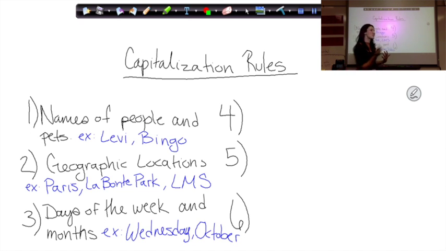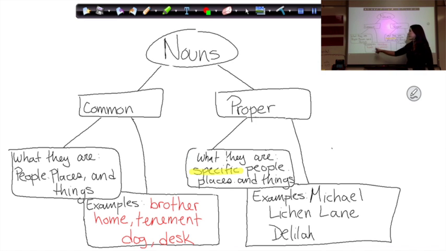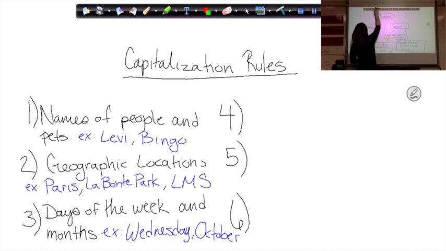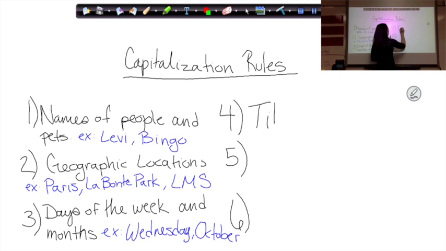The next one we're going to talk about are titles. So, we talked about this a little bit in our Katya because several of you were capitalizing dean, like the dean, and that's not quite what you need to capitalize. That would fall under the category of a common noun, just the dean. However, if we say Dean Dredd, that specific dean, then it becomes a proper noun. So, you're going to capitalize those titles.